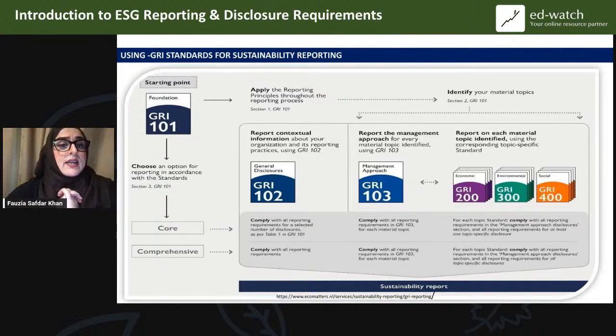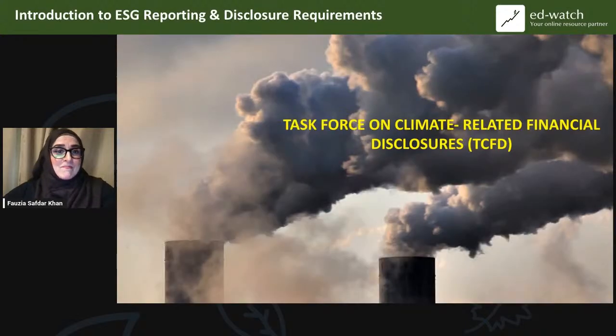And the next thing is topical. I think by the name you understand: economic, environment, and social. They are discussing turn by turn, and you can select from their disclosures what is relevant to you and what is applicable to your organization. So, can we have the next slide, please?